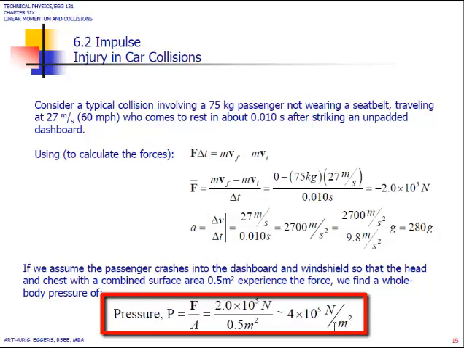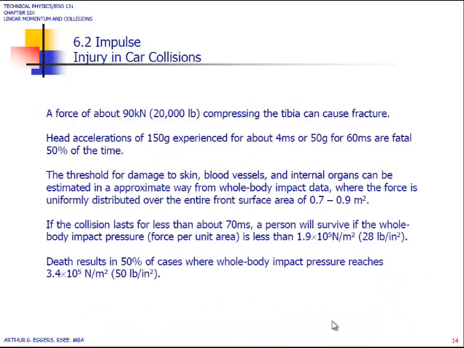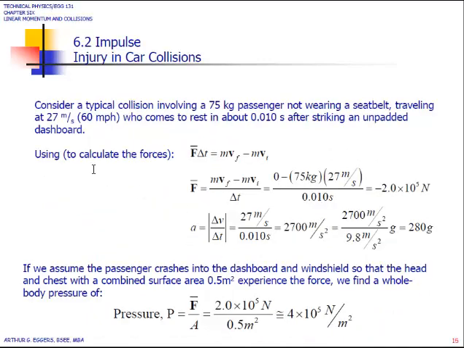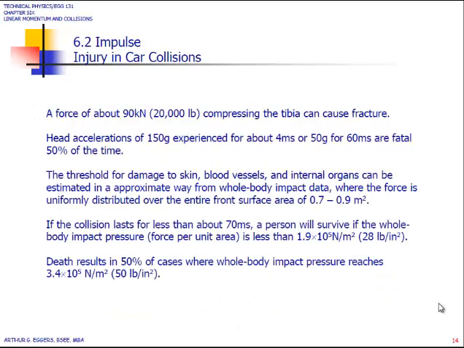So let's take a look at this. 100th of a second, half a square meter, 280 Gs, 2 times 10 to the 5th newtons, or about 200 kilonewtons, and the amount of pressure, 4 times 10 to the 5th newtons per square meter. 280 Gs versus 150 Gs. So we are way above the amount of G forces that you can survive over a given period of time.